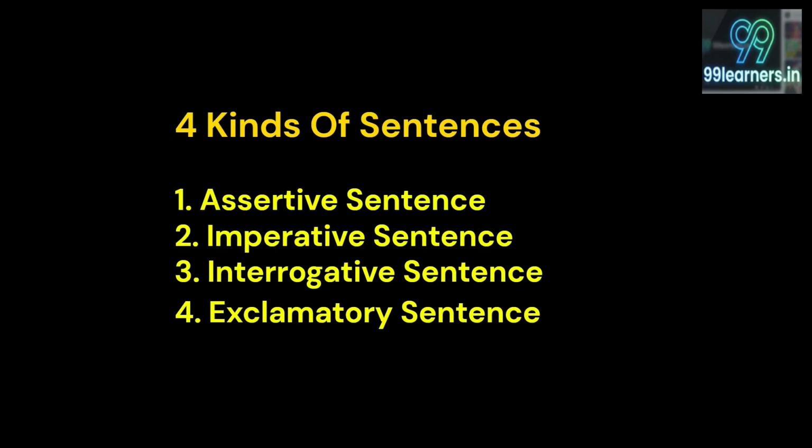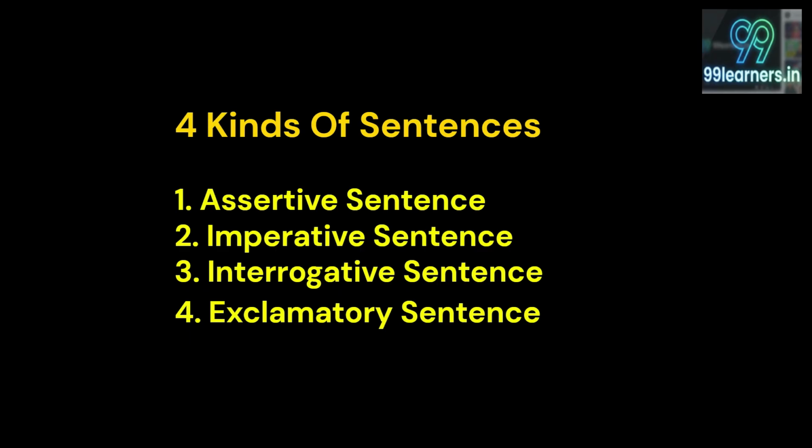Quick reminder: simple or compound or complex tells us how clauses are joined. The 4 kinds we'll study now tell us why the sentence is used: to state, to command, to ask, or to exclaim. I'll explain each kind, show structure, give examples, and then show how to make negative forms for each.